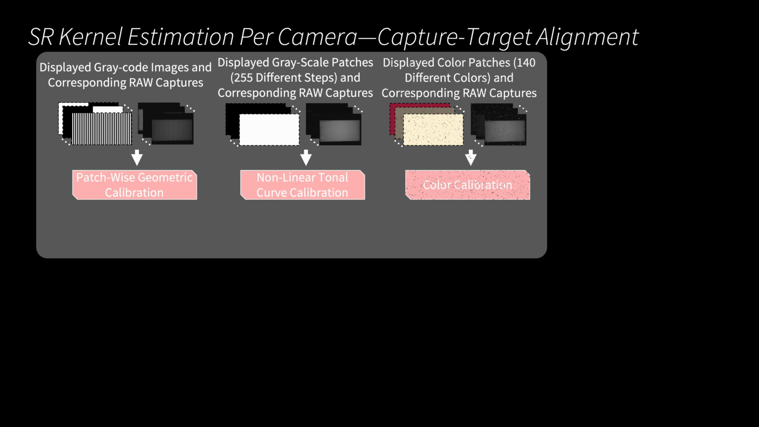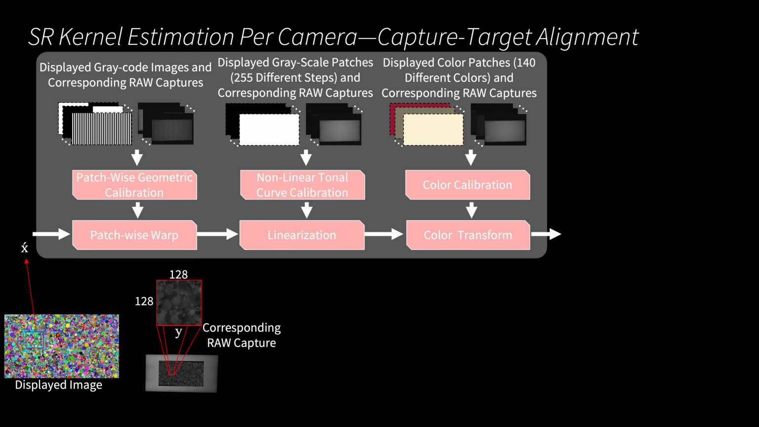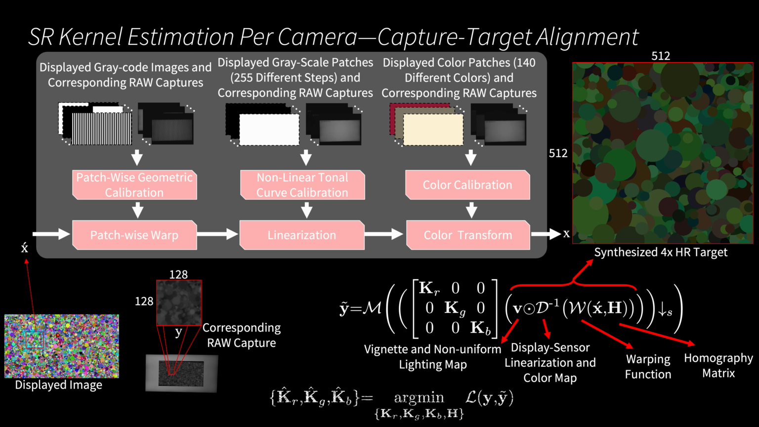We carefully consider the sensor-display geometric mapping and the radiometric difference of the display device and the camera to obtain an accurate alignment. The resulting latent high-res image is used to estimate the 3-channel superres kernels by minimizing a regression loss function.